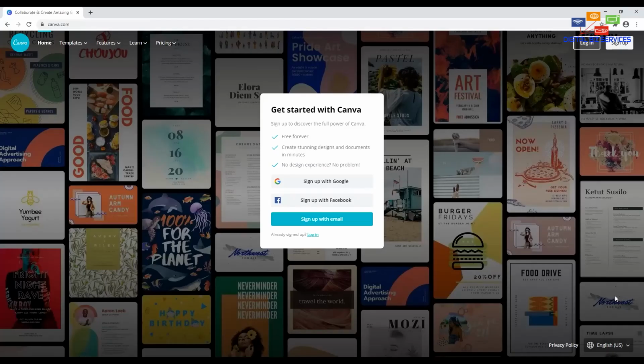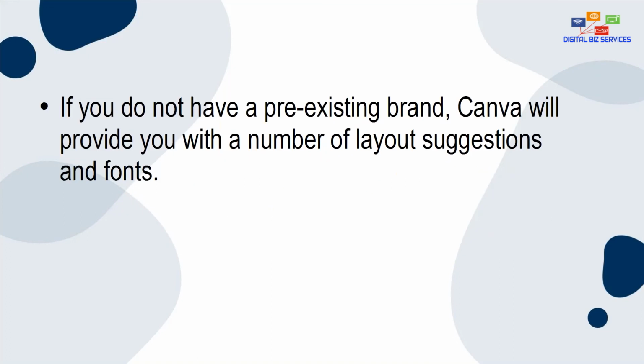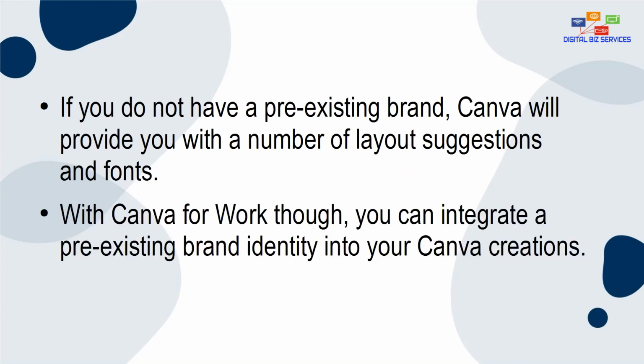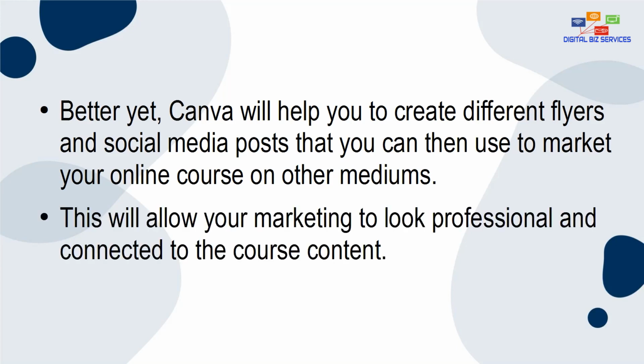Canva. One of the best tools to help you upgrade your online course is Canva. Canva is a super simple and cheap tool that will help you create visually appealing PDF workbooks for your students. If you do not have a pre-existing brand, Canva will provide you with a number of layout suggestions and fonts. With Canva for Work, though, you can integrate a pre-existing brand identity into your Canva creations. Better yet, Canva will help you to create different flyers and social media posts that you can then use to market your online course on other mediums. This will allow your marketing to look professional and connected to the course content.